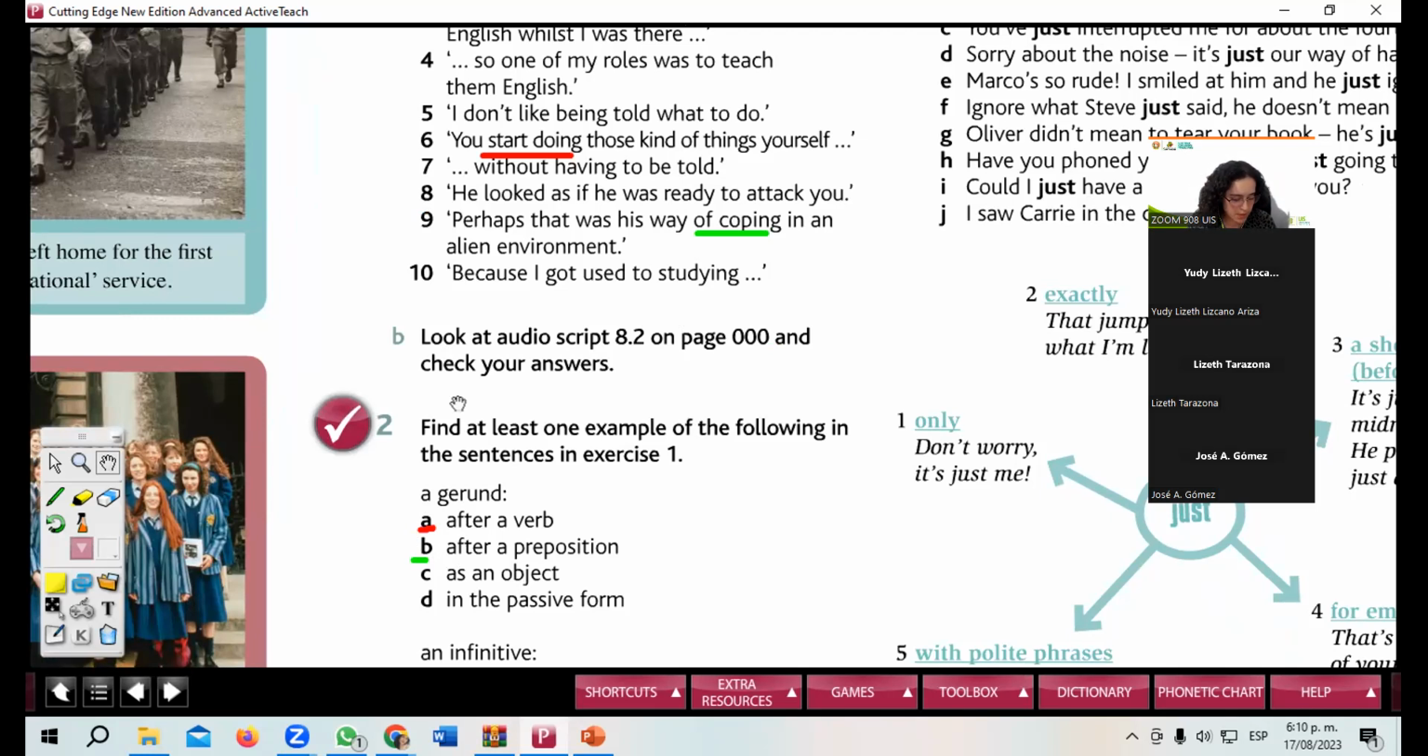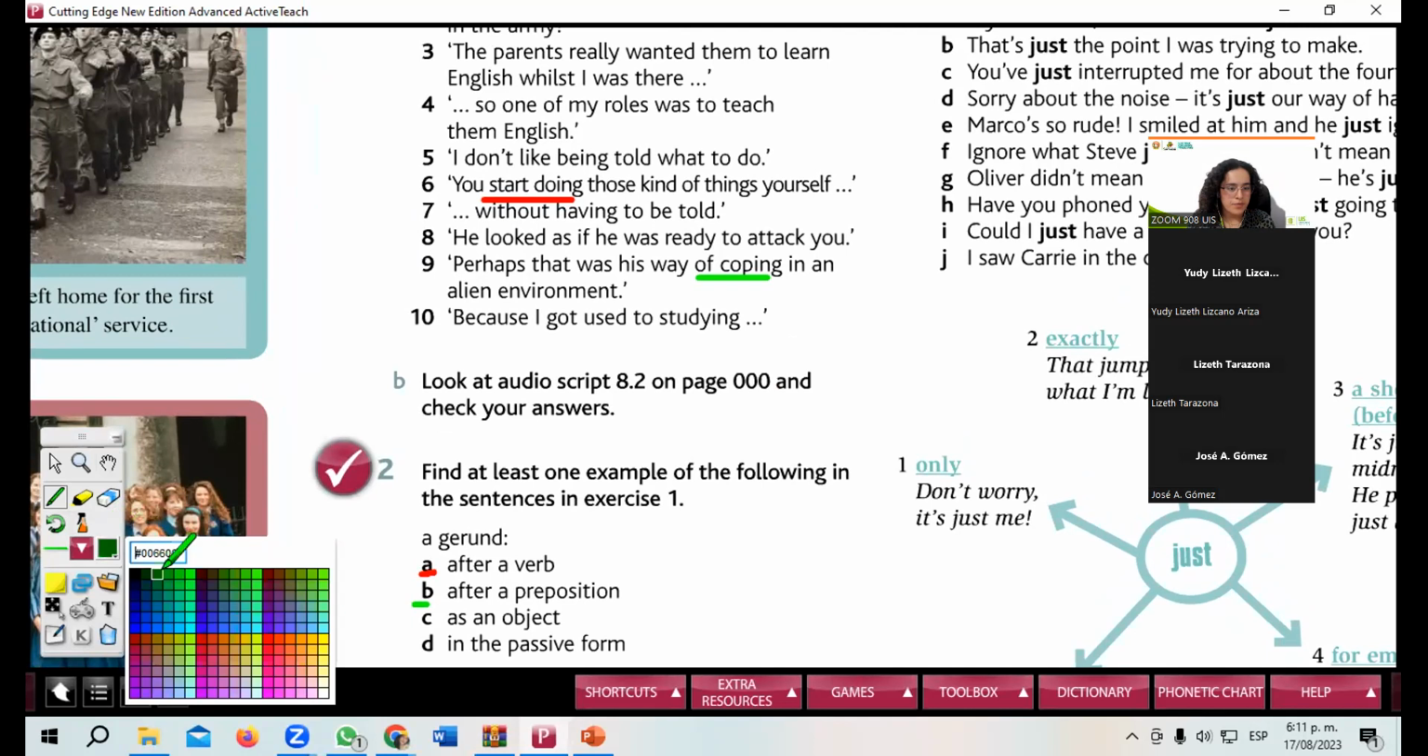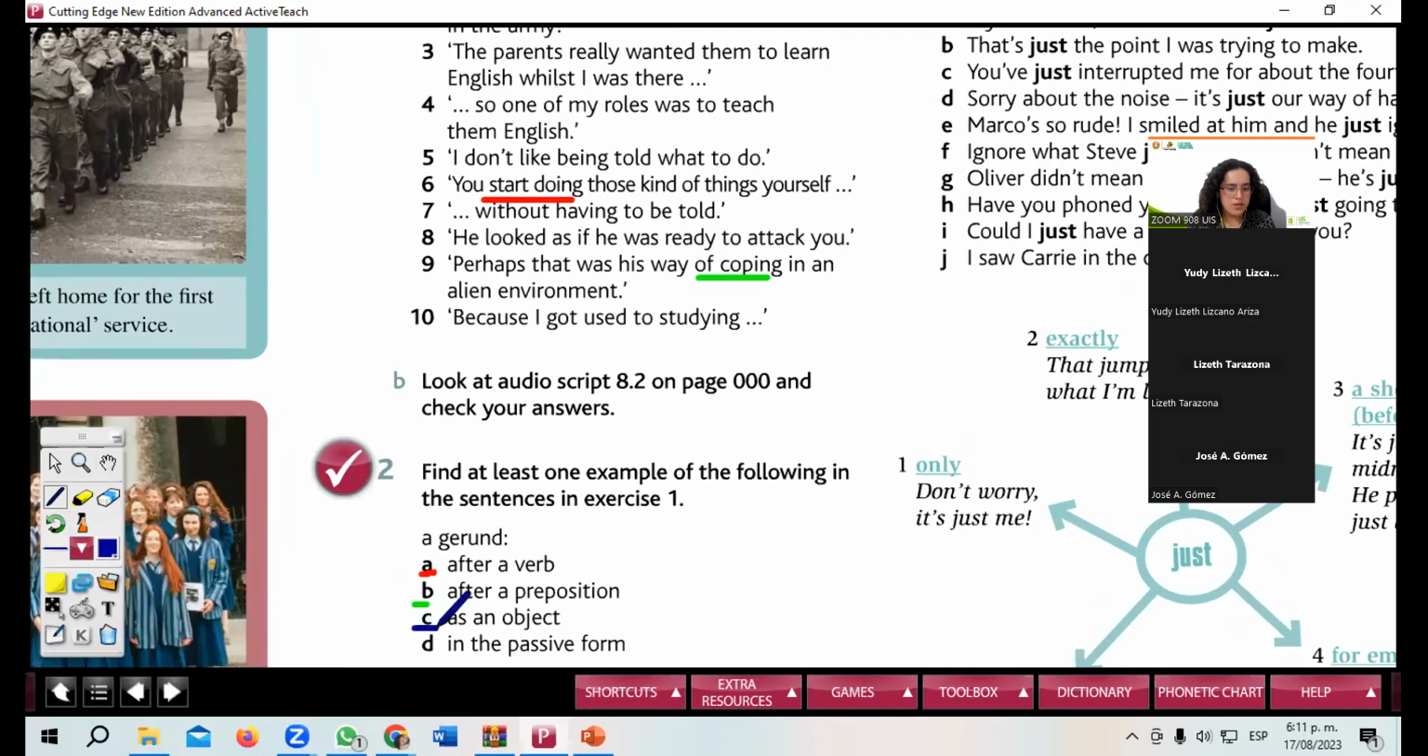Now, a gerund as an object. Okay, so remember, an object answers the question, what? So, an object, what is an example? What do you think? Let me put color blue here. So, as an object, we can say number 5. Yes, Natalia, you are correct. I don't like what? So, this is the object of this verb. This is who receives the action, what their action is, right? So I don't like what? I don't like being told what to do. Ese es el objeto de la oración, okay? I don't like being told what to do.